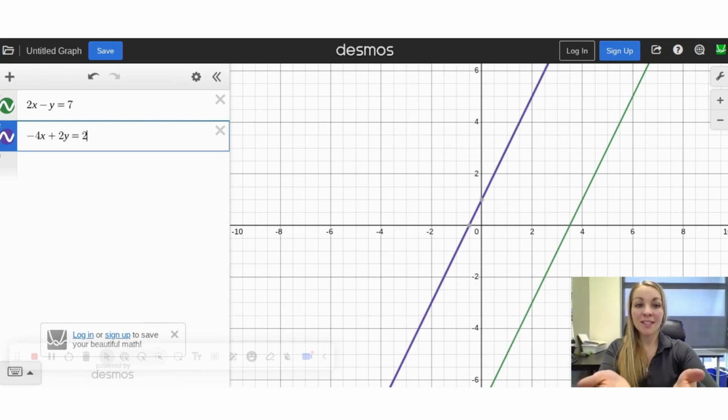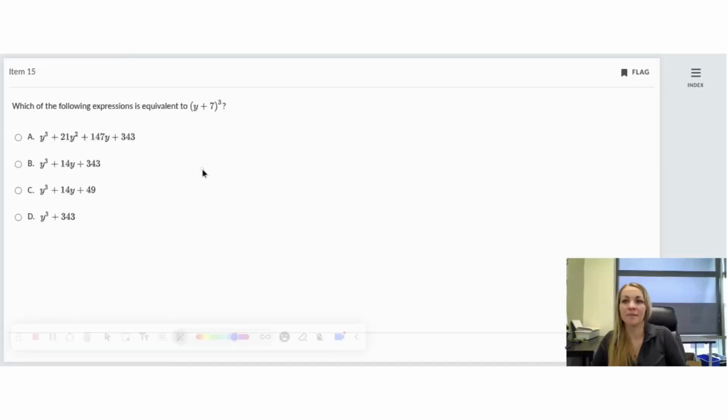We can see that we have parallel lines, so there is no point of intersection. Because these lines are parallel, there is no y value for the point of intersection. So we choose option D. There is no such value for y.